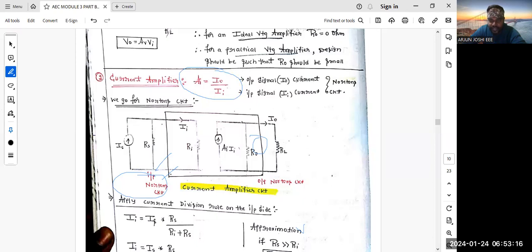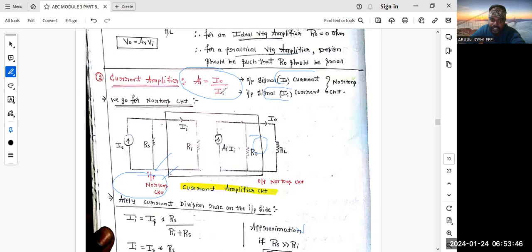Output signal current, our input signal current, both are current. So we need to apply Norton's theorem for I naught, and Norton's theorem for II. How to apply Norton's theorem? It is directly opposite to Thevenin's theorem. In Thevenin's theorem, all the resistances are in series. Here, both the resistances are in parallel, in the output side also, in the input side also. Why? Because we apply Norton's theorem for both input and output. So IS parallel RS parallel RI.